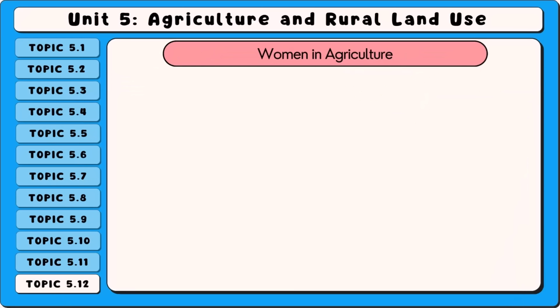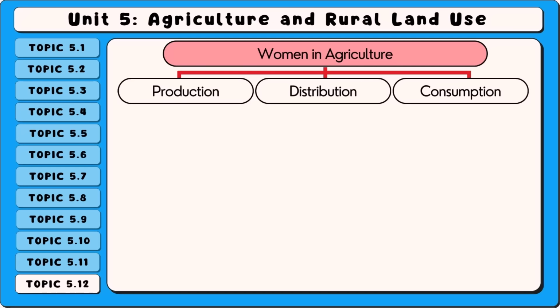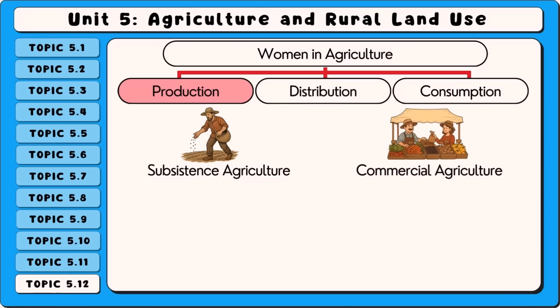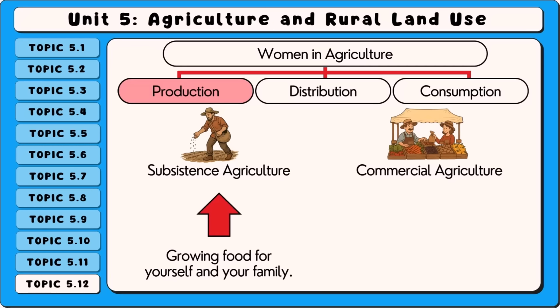In this lesson, we will study the varied roles that women play in agriculture. We'll break this section down into 3 parts: women's roles in production, distribution, and consumption. Women contribute significantly to farming and food production, though this varies by region of the world and the type of agriculture. One way we can see this divide is in subsistence agriculture versus commercial agriculture, 2 terms we first came across in lesson 5.6. As a quick reminder, subsistence farming refers to growing food for yourself and your family. Commercial farming refers to growing food to sell for profit.